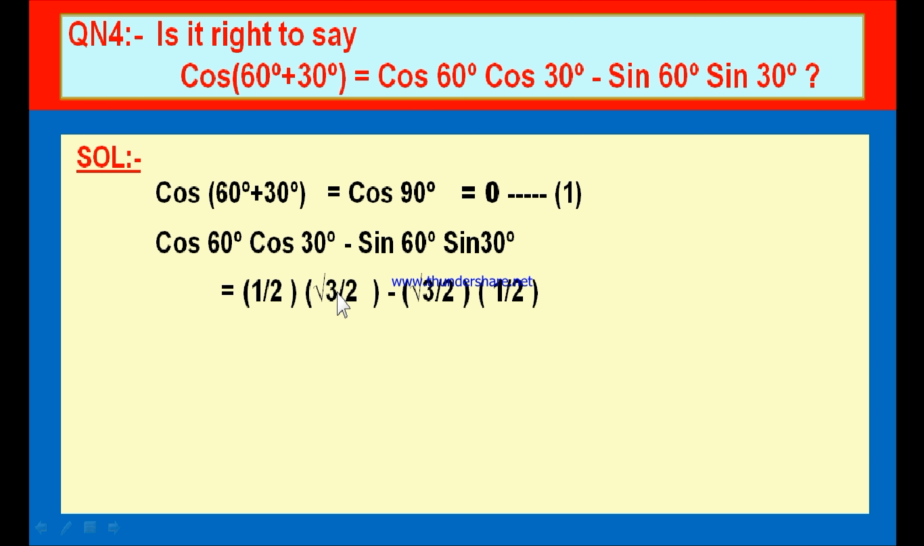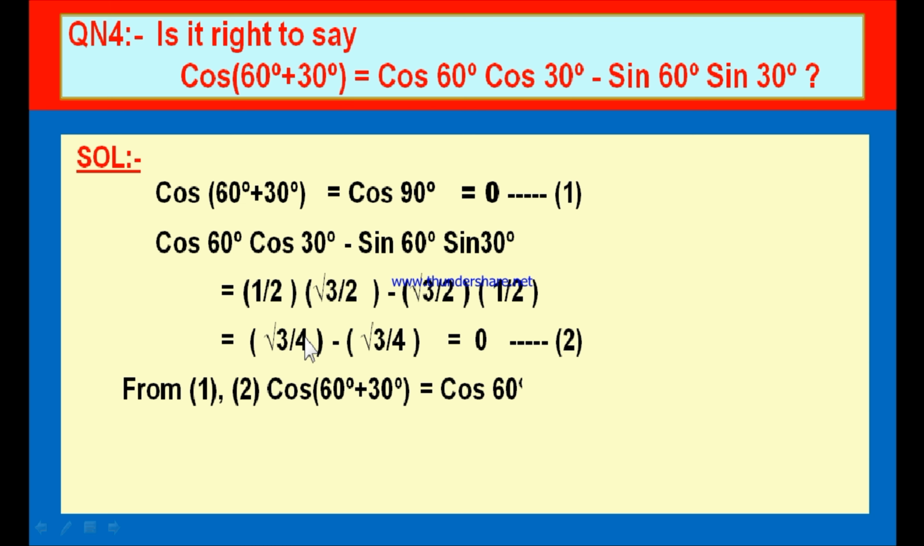Now let us multiply these two. 1 into root 3 is root 3, by 2 into 2 is 4, minus root 3 into 1 is root 3, by 2 into 2 is 4. This is root 3 by 4 minus root 3 by 4. If you subtract the value from the same, you will get 0. If you observe the first and the second equations, both are equal to 0. Therefore, cos 60 degrees plus 30 degrees is equal to cos 60 degrees into cos 30 degrees minus sin 60 degrees into sin 30 degrees.